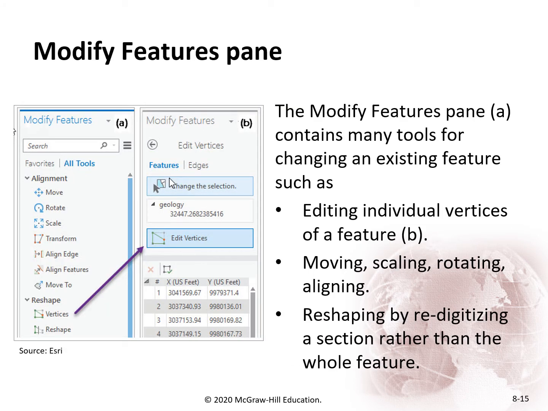Modifying features is another thing that we do pretty often. The Modify Features pane contains a lot of the tools that allow you to work on an existing feature. And these are things like moving, scaling, rotating, aligning, reshaping, redigitizing, modifying sections, moving vertices around. Lots of things you can do to change the shape, location, and accuracy of a feature.